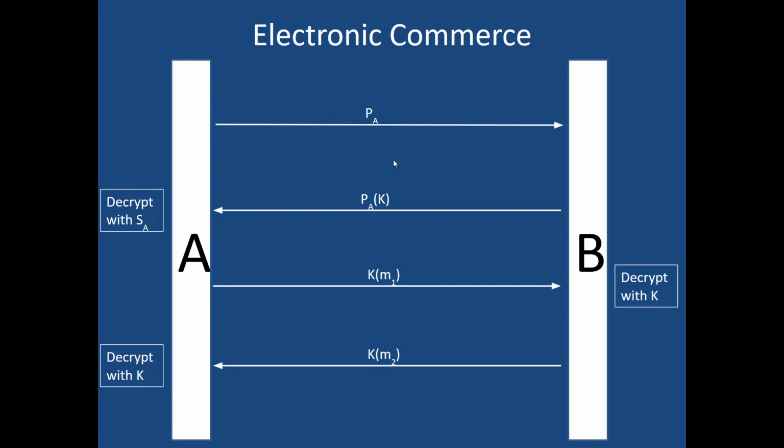What happens if someone intercepts p sub A of K? What if Eve intercepts that encrypted key? Is that a problem now? Yeah. She doesn't know Amazon's secret key, so she can't decrypt it. Right. We know she can intercept it, but she can't do anything with it. She can't decrypt it.